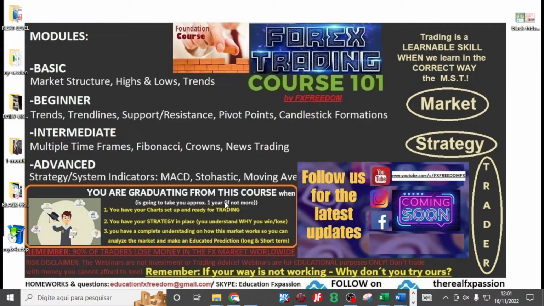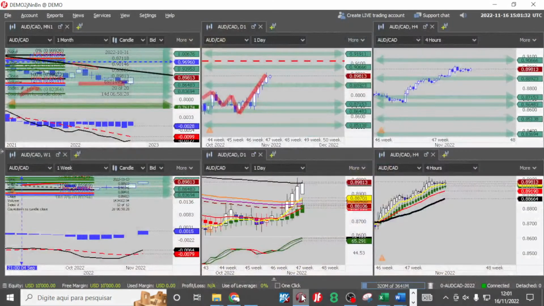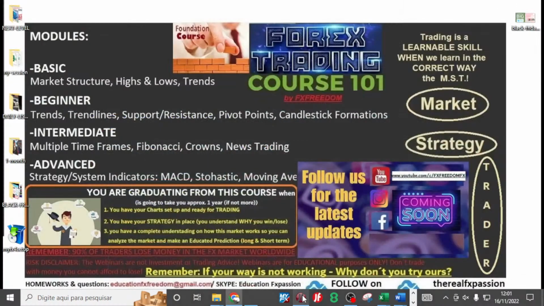And never forget, you are going to graduate from this course. It's going to take approximately 1 year, if not more. When? Number 1, you have your chart set up and ready for trading, something like this. You don't need to use the same tools or indicators, you can have your own. Just an example. Number 2, you have your strategy in place, you understand why you win and why you lose. Strategy is producing winners, strategy is producing losers. And number 3, you have a complete understanding of how this market works, so you can analyze the market and make an educated prediction, long or short for the day and long or short for the week.